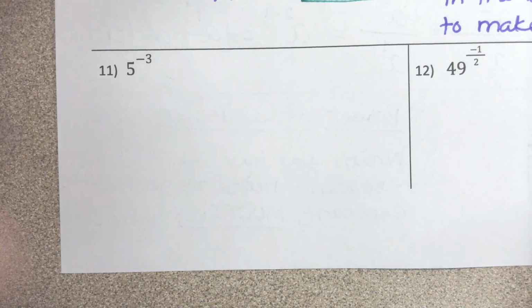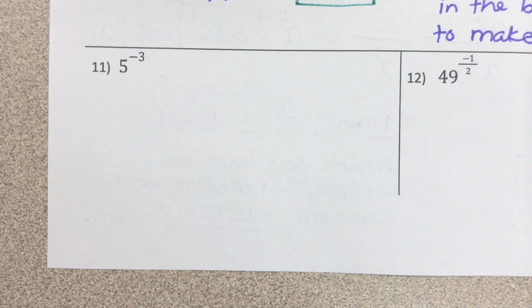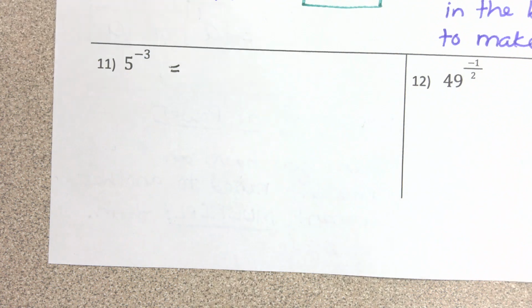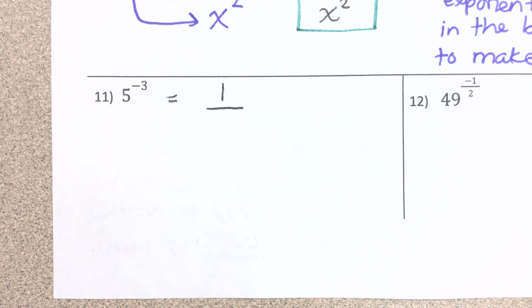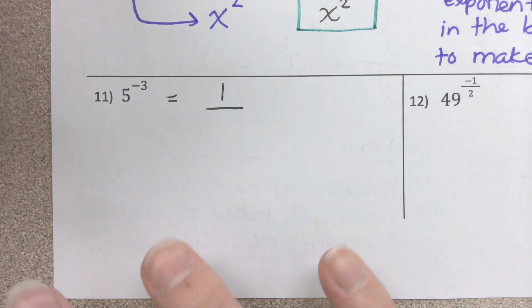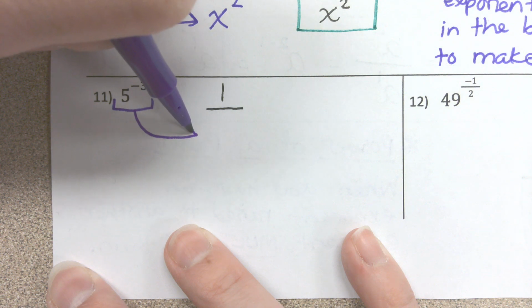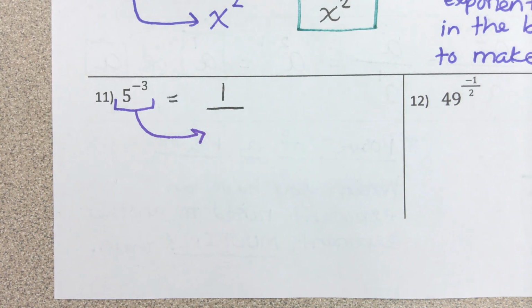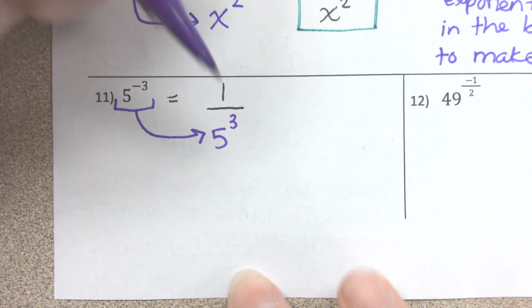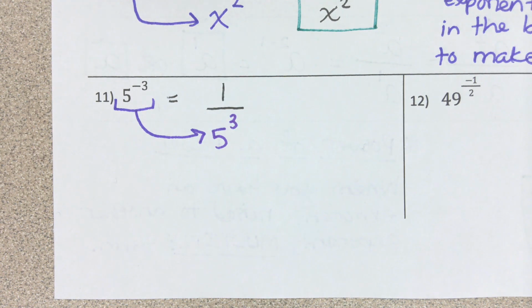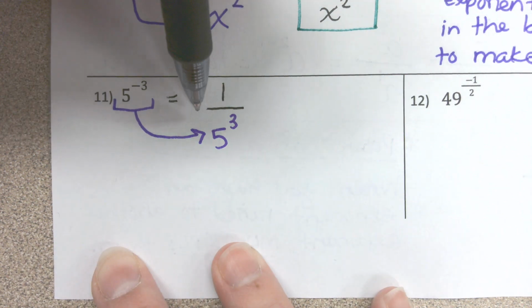Number 11, we're going to take a look at another one that involves a number and not just a variable. 5 to the negative third power. Same idea. We don't want a negative in the exponent, so we need to get rid of it. We do that by introducing a fraction. Put a 1 on the top. The entire term gets put on the bottom. And now we can drop the negative and just say 5 to the third.